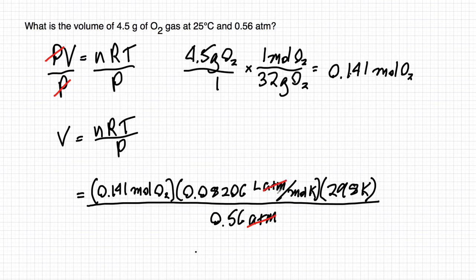Now let's just stop and make sure our units are going to work out correctly. ATMs cancel, moles cancels, and last but not least, Kelvin cancels, and the only unit that we have left standing is liters. And my calculator gives me, and again, only allowed 2 sig figs in this problem, 6.1 liters of O2. And that's our final answer.